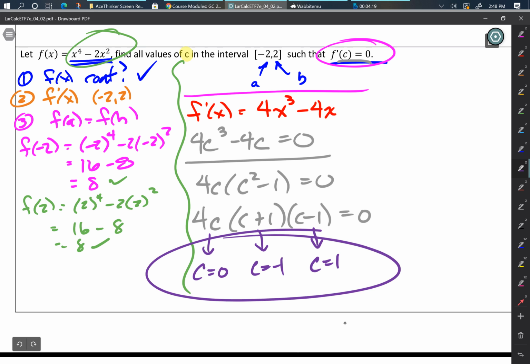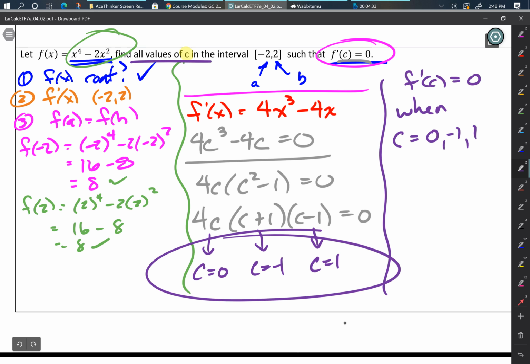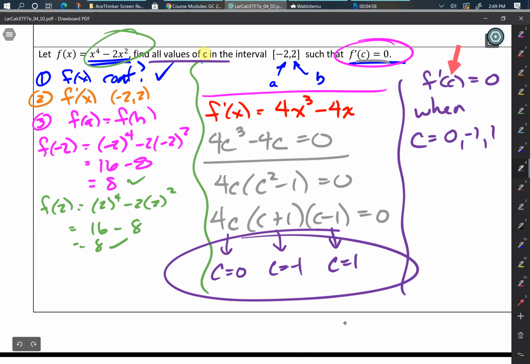We actually found 3 of them. Okay? So we found all the values c where f prime of c is equal to 0: when c is equal to 0, negative 1, or positive 1. Now, this is the point I was talking about. If you wrote this, technically you're wrong because we're not looking for an x. Right here, it says we're looking for c. And so really, to make this correct, I know this is being pedantic, but this needs to be a c.